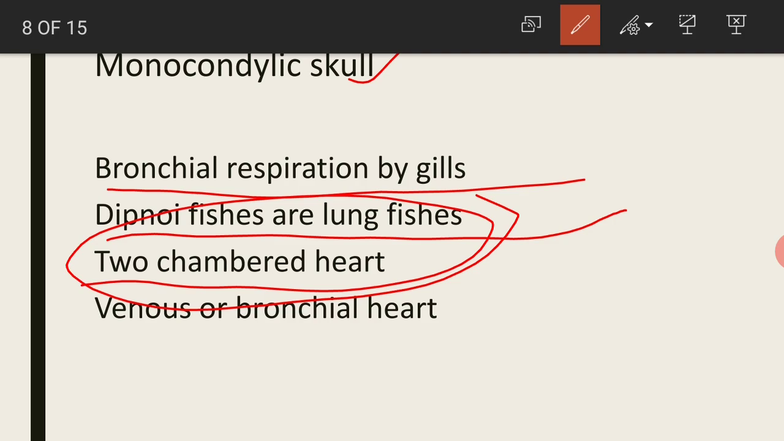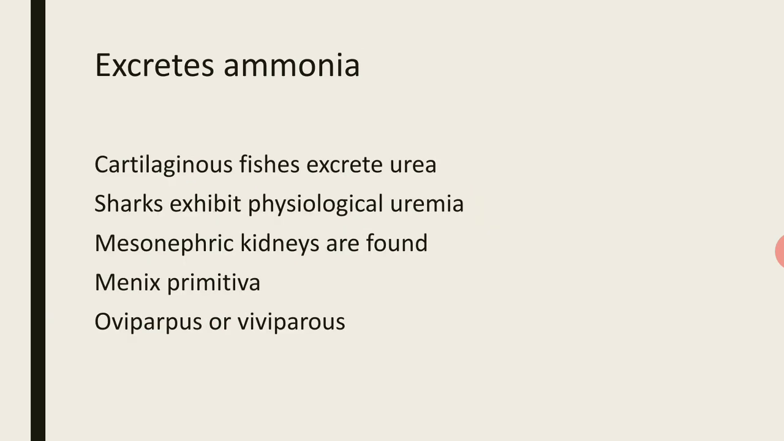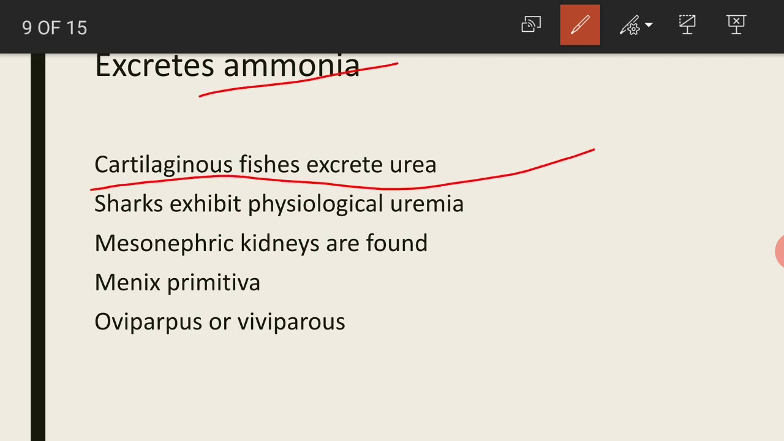So, I have given 2 names to the heart of the fish, namely branchial heart and venous heart. Venous heart, because of the nature of deoxygenated blood that is present in the heart of the fish. Branchial heart, because it supplies blood first to the gills for oxygenation. And fishes are ammonotelic or ureotelic. Bony fishes excrete ammonia, whereas cartilaginous fishes excrete urea.